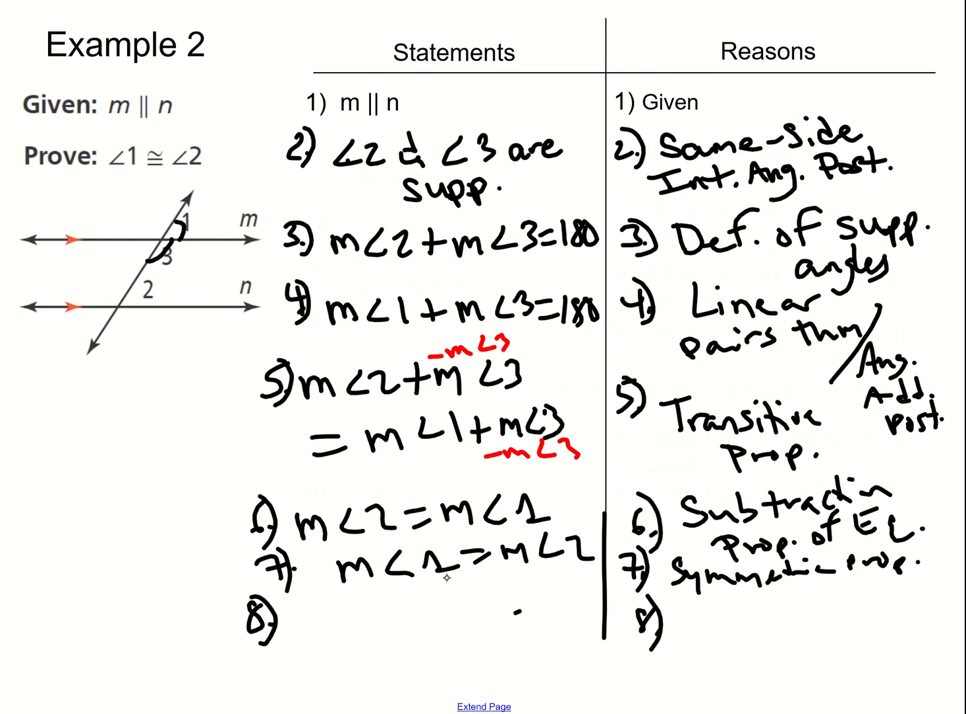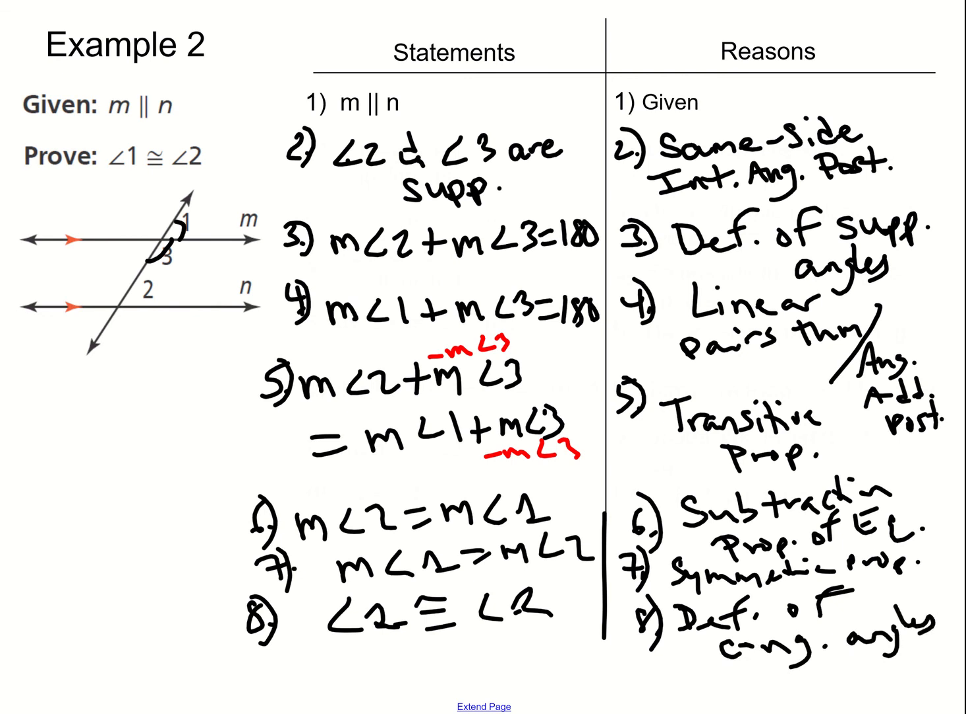And so now we know that angle 1 and angle 2 have to be congruent. And because we know that they're equal, that means they have to be congruent. And because they're congruent, that means we proved it. But the reason for that is that we're using the definition of congruent angles. All right, and that concludes our proof. We went ahead and proved the statement.